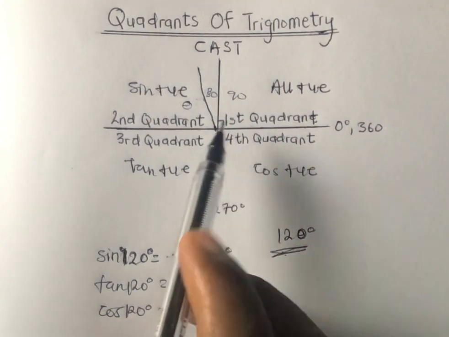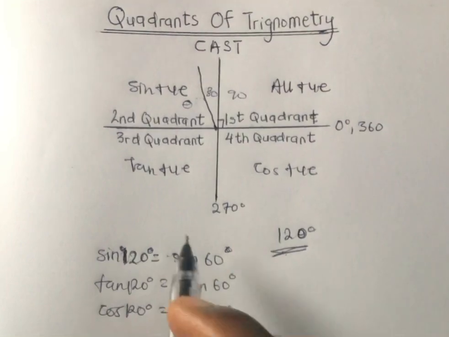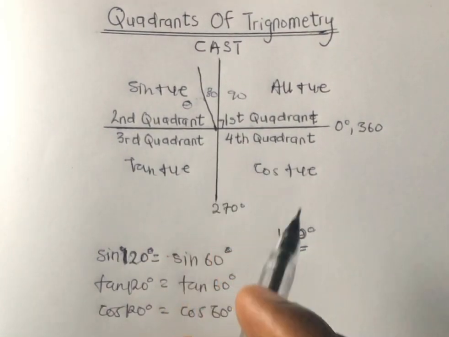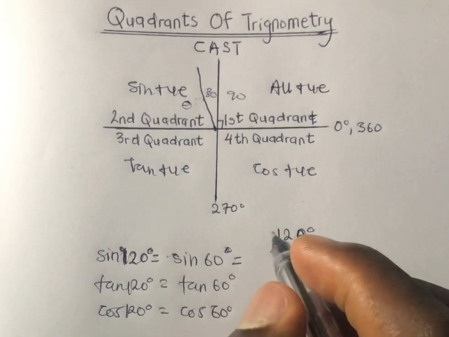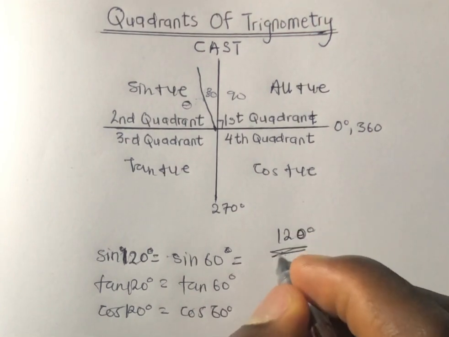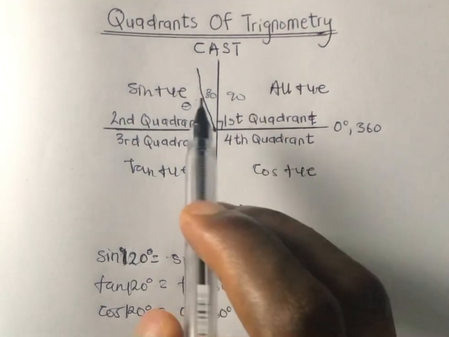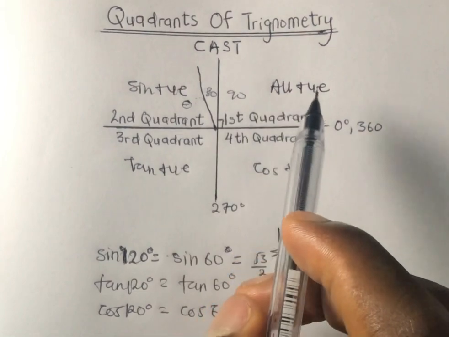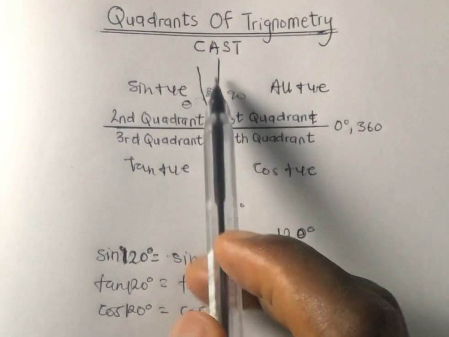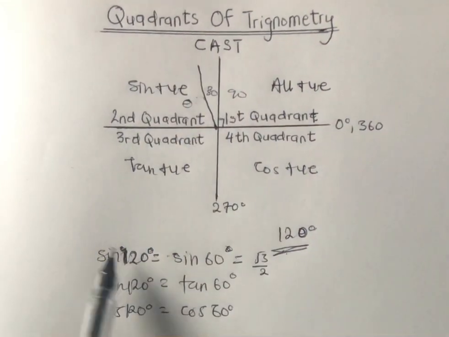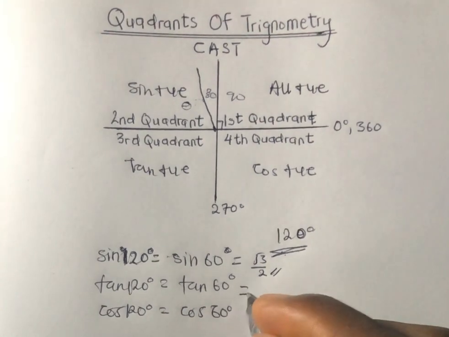So now, what do we mean by the positive in the quadrant? So taking sine 120 for example, sine 120 gives us root 3 on 2. The positive here means that any angle which falls in the second quadrant for sine, we should always get a positive answer.